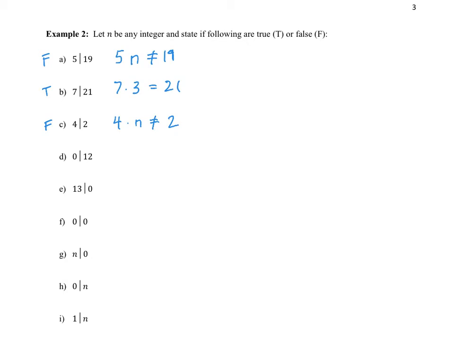So 0 is a factor of 12, and think about that one for a moment. If you have 0, can you multiply by something to get 12? Well, if you multiply by 0, you're always going to get 0 no matter what the n value is, so you're just not going to get 12. So that one is false. Now 13 is a factor of 0. So this is the other way around. Now 13 multiplied by 0 does give you 0. So this one is true.